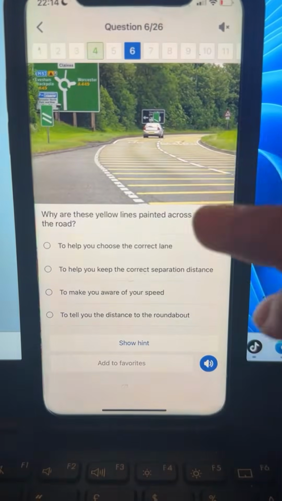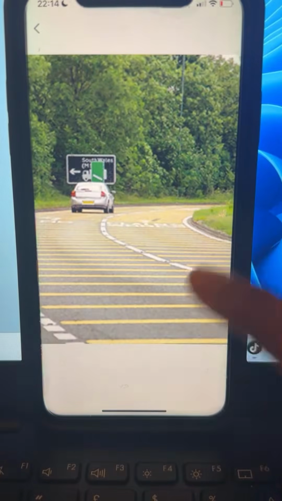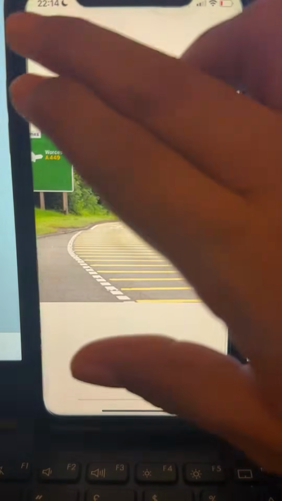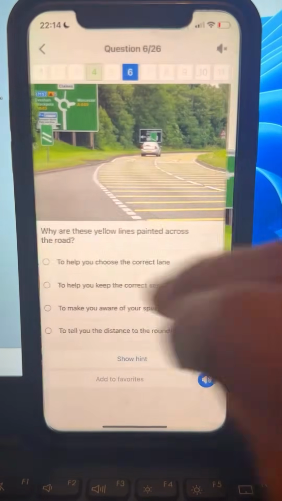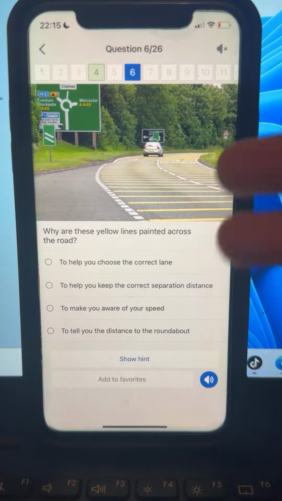Here you go. This is road markings. These lines, what are they for, guys? Why do we have these lines painted like that? Yellow color, too many of them.